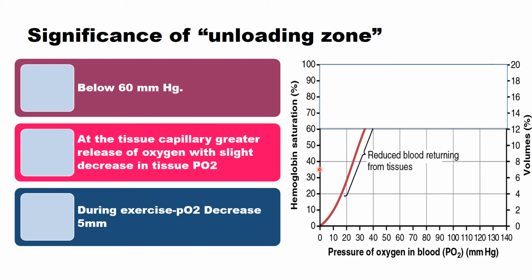This implies that a tremendous amount of oxygen has been released to the tissue to meet the metabolic requirements. Therefore, it is very important that even with a slight decrease in tissue partial pressure, the greater release of oxygen is occurring because of the steep portion of the graph. So therefore, it helps to regulate the tissue PO2 and exerts a buffering effect.